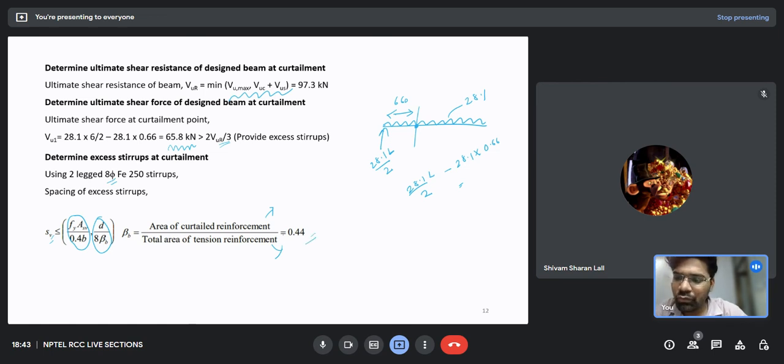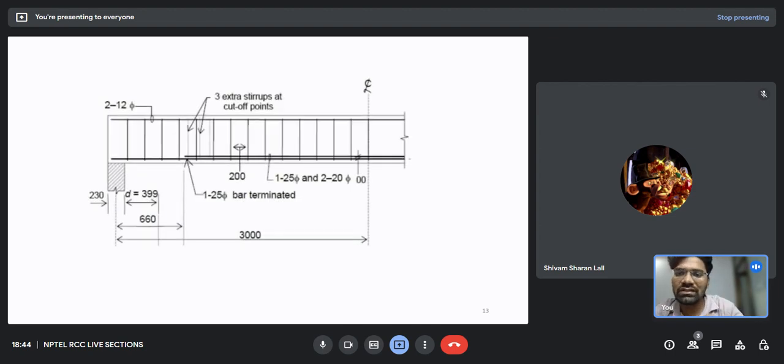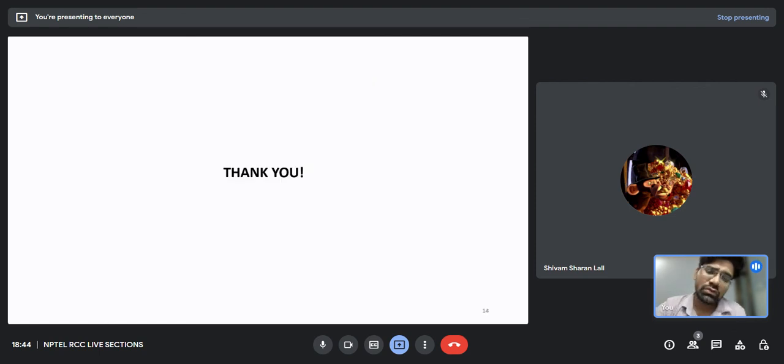So beta, I'm getting it as 0.44. After substituting, I'm getting the spacing of the extra stirrups as 113, and it should be provided in a span of 0.75 d towards the mid span. If I multiply this spacing by 3, I get 339, and 0.75 into d will also come to this value only. So I can accommodate three stirrups. I'm providing these three extra stirrups to take care of the shear forces because of the curtailment of the tensile bars. So this was all about the curtailment portion I wanted to cover in these sessions.